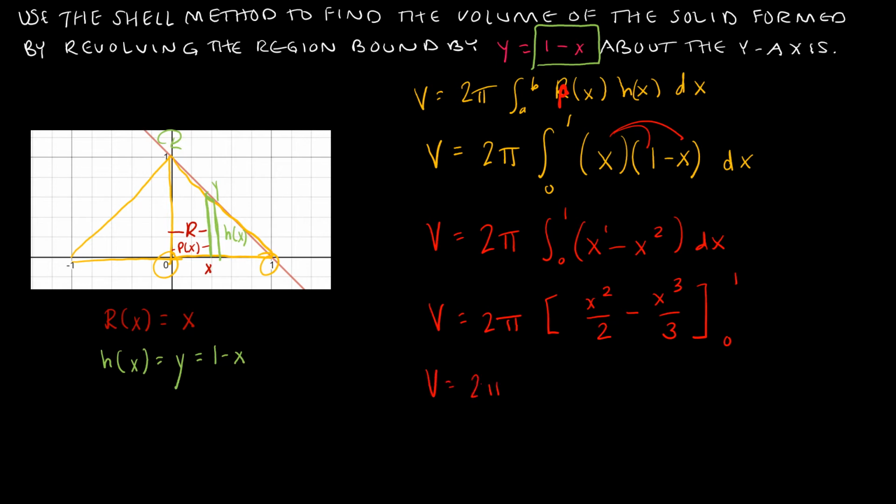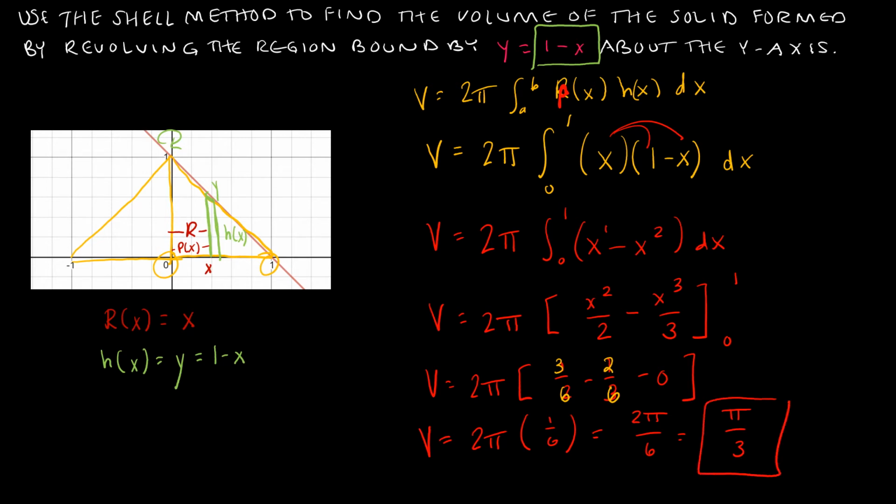So I have 2 pi, plugging in 1, I get 1/2 minus 1/3, plugging in 0, I would get 0. Again, you can combine these by making a common denominator, so multiplying that first fraction top and bottom by 3 gives me 3/6. Multiplying the second fraction top and bottom by 2 gives me 2/6. So the volume is equal to 2 pi times 3/6 minus 2/6, which is 1/6. That gives me 2 pi over 6, which reduces to pi over 3. So that is my volume, pi over 3.